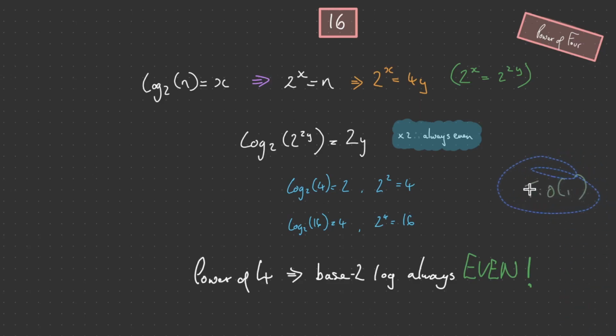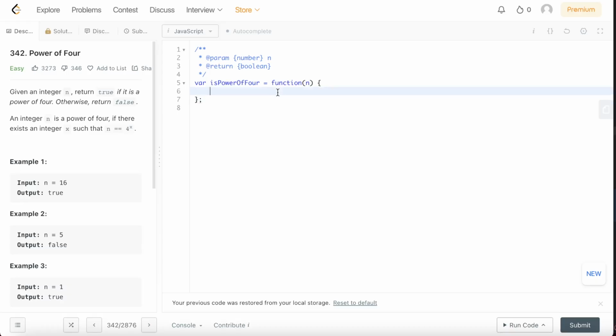The runtime for this will be O(1) constant time because we're using simple arithmetic to solve it. Okay, let's code out the first solution. So this is the one with recursion. So we need base cases for this. So if n is equal to 1, we have found a power of 4. So we can return true.